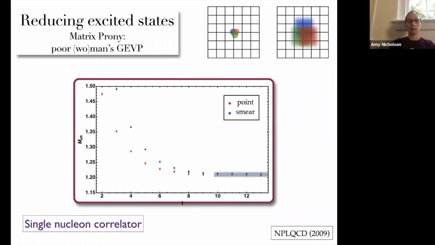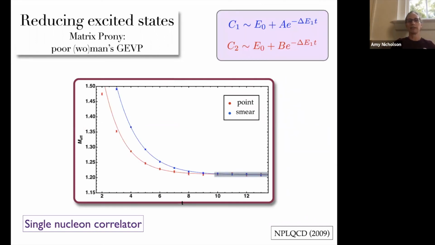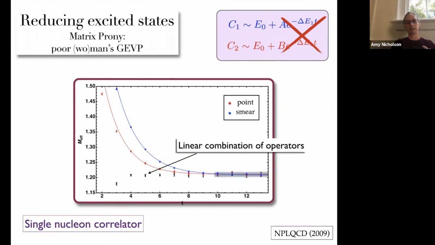Okay, so I don't have time to go into too much detail about this. One of the ways that you do this is instead of having a single operator, you can come up with multiple operators that still have the same quantum numbers. And you can try to take linear combinations of those operators that gets rid of the first excited state. So you try to cancel this excited state. And then that already pulls your ground state back to much earlier times where the data is more precise.